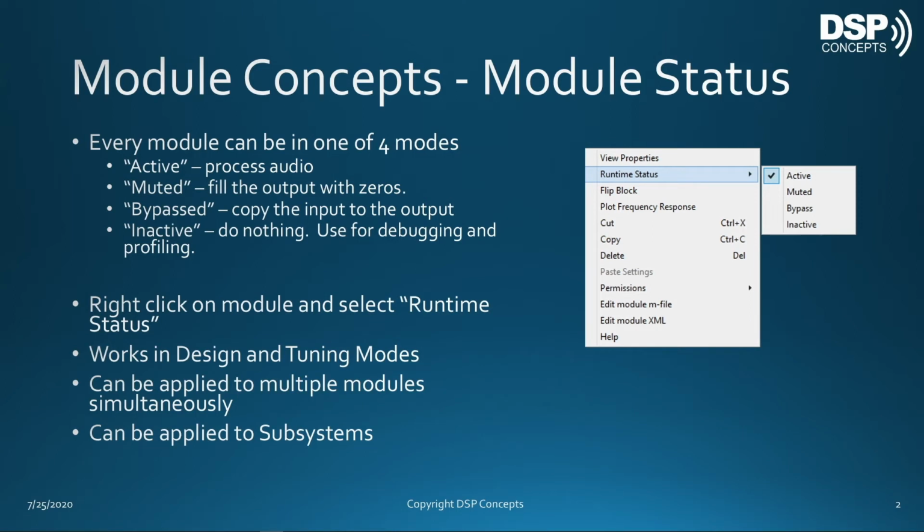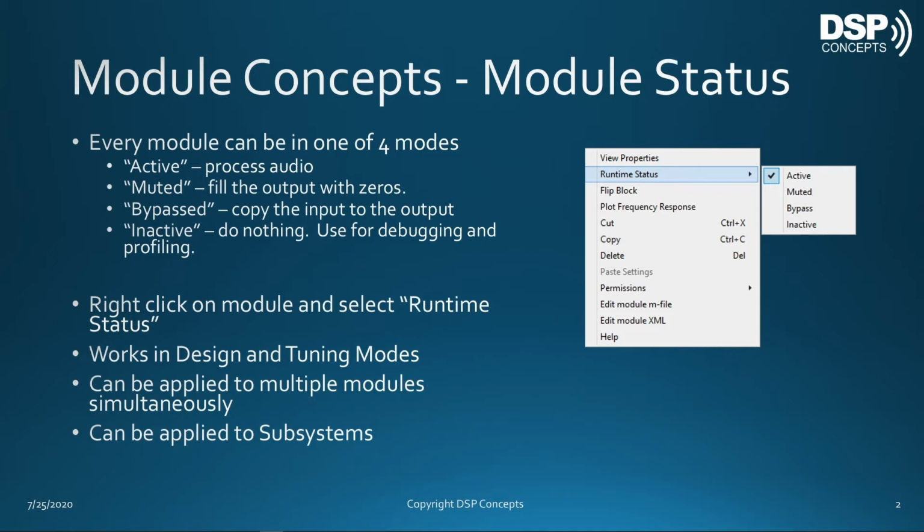Another feature that's fundamental to modules in AudioWeaver is the module status. This is a property of every module. And a module can be in one of 4 different modes. First, it can be active. That means it's processing the audio. If it's muted, the processing function is not called, but instead we write zeros into the output wire. If the module is bypassed, we copy the input to the output. In the 4th state, inactive, we do nothing. We talk about that more later, but this is used for debugging and profiling.